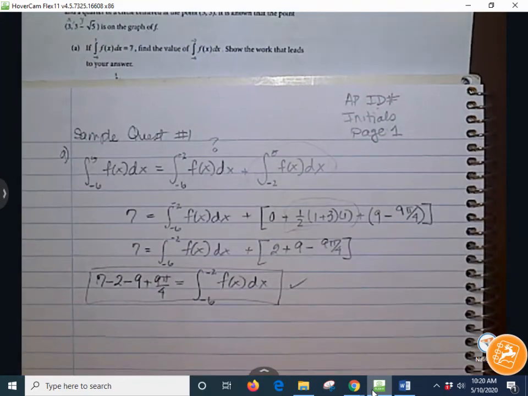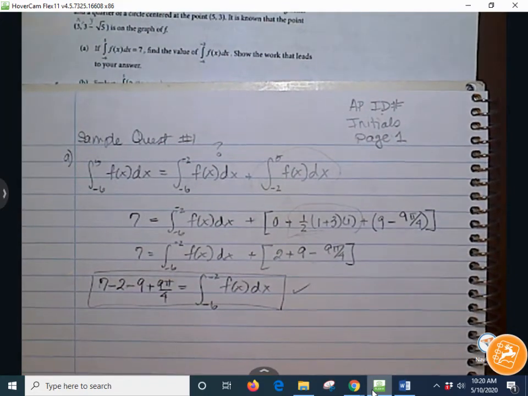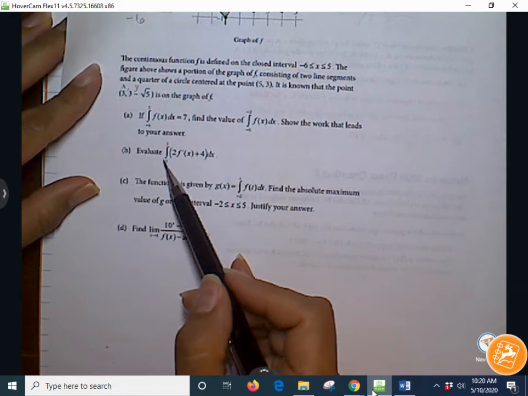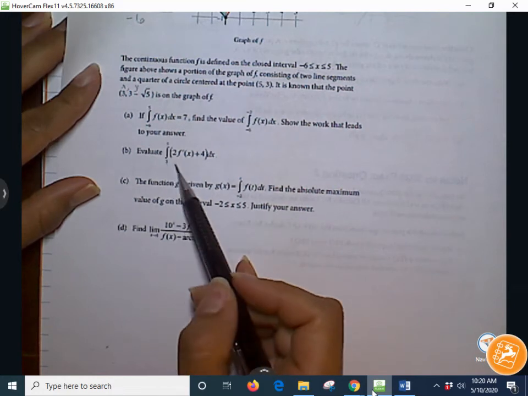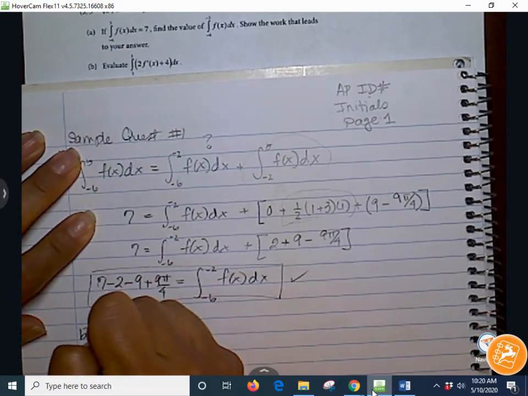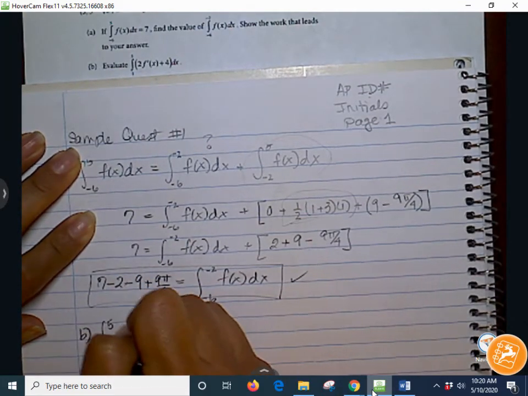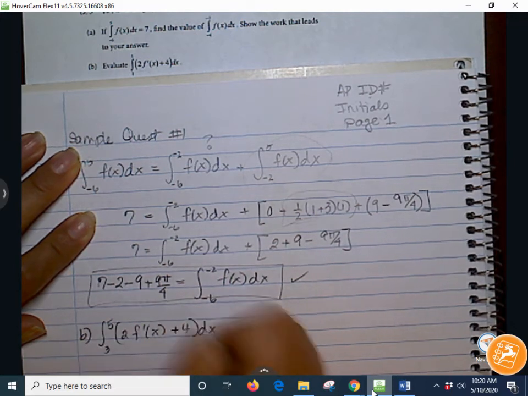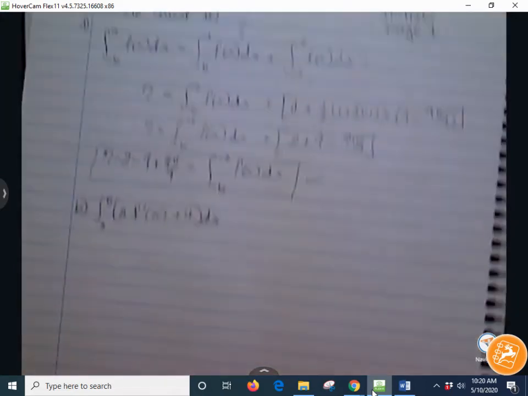And is that what they, yes. And I will check my question again just to double check I'm answering the question. All right, part B. It says evaluate the integral from 3 to 5 of this expression. Okay, let me copy that down. The integral from 3 to 5 of 2 f prime of x plus 4 dx. Okay, they said to evaluate that. All right, so let's see.